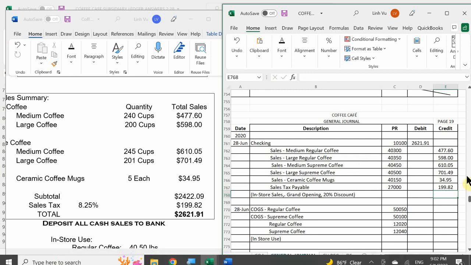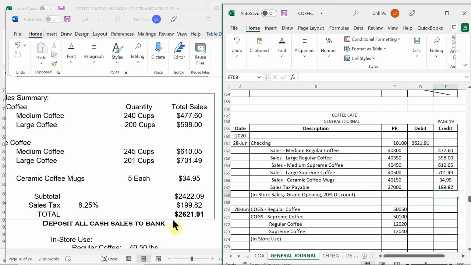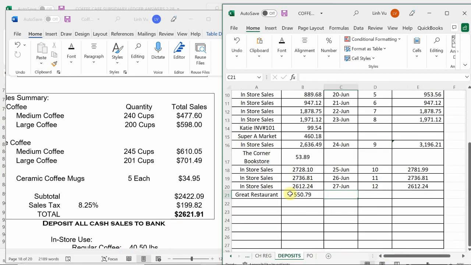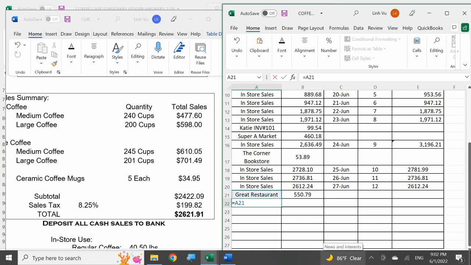Okay. So now that I got that done, the first thing I'm going to do is go ahead and make my deposit for the end of the day for that $2621.91. Again, today's the 28th, and this is going to be my 13th deposit, because we collected a check for $550.79. So that's going to give me a grand total of $3,172.70 that I'm making a deposit for.